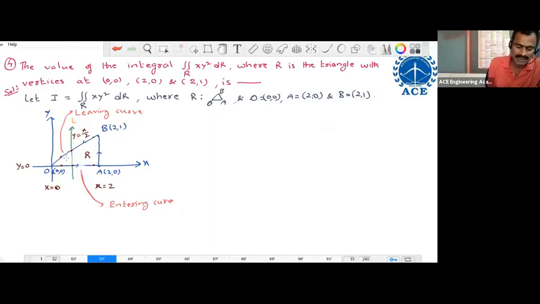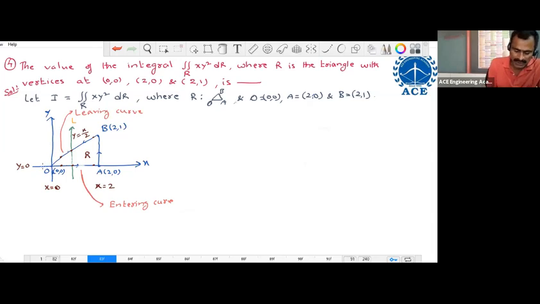The line is drawn parallel to y. Here x is fixed, but y is changing only. From this, we can write the equation of the curve, and also we write the limits of y. So if you draw the line parallel to the y-axis, this line will give the limits of y. That means this entering curve will give the lower limit, and this leaving curve will give the upper limit.